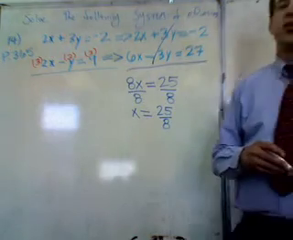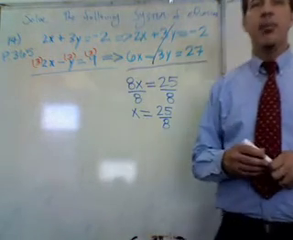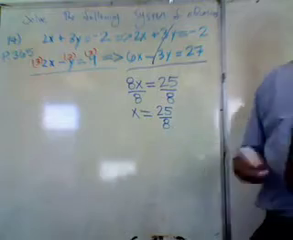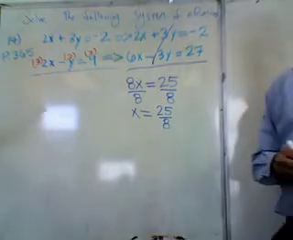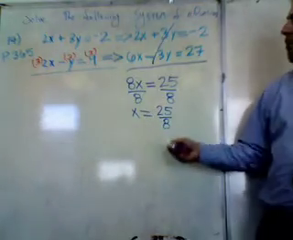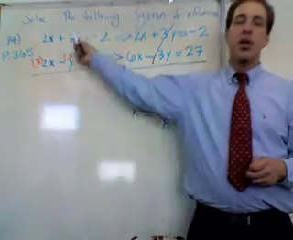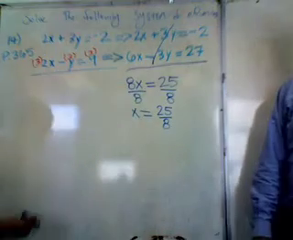Either way, you're going to have to deal with fractions. Okay? So x equals 25 over 8. What do we do with it now? You plug it into Olivia. We plug that back into either equation. And let's do it in the top one.